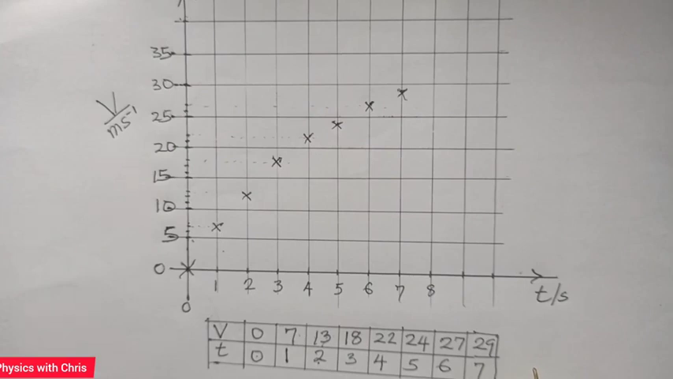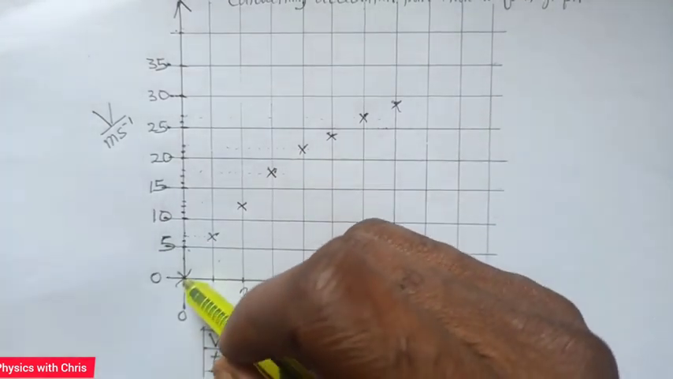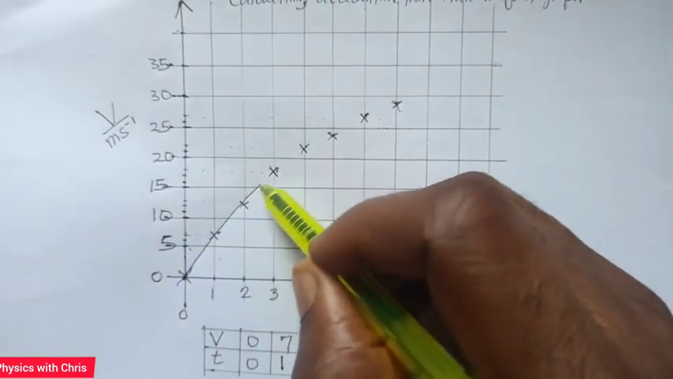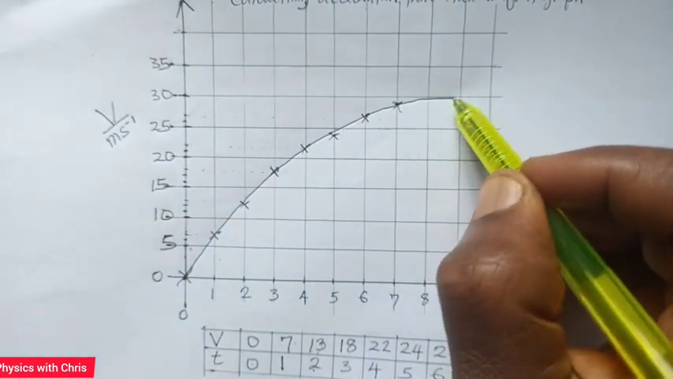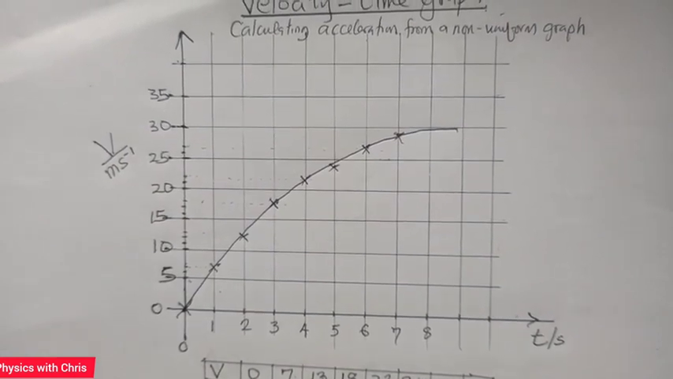We are going to join these points using an instrument. You can decide to use a broomstick. You can use a French curve. Don't join it with your hands because it's not going to give you a straight line graph. From what you have seen here, this is a curve. Let me just try to join it with my free hand to give me something like this. A curve of decreasing, not decreasing, increasing speed at a decreasing rate. It's like the speed is approaching a constant value.